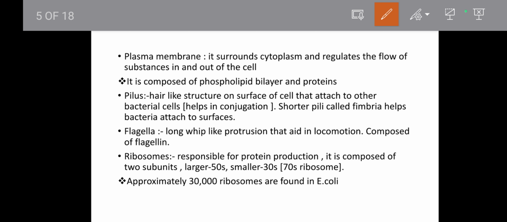Ribosomes. Ribosomes are present in the cytoplasm. There are approximately 30,000 ribosomes found in E. coli. In a prokaryotic cell, there is a 70S ribosome which is composed of a larger 50S subunit and a smaller 30S subunit, which is different from the eukaryotic cell. That is, the eukaryotic cell contains an 80S ribosome which is composed of 60S and 40S subunits. Ribosomes are mainly responsible for protein production, that is protein synthesis.